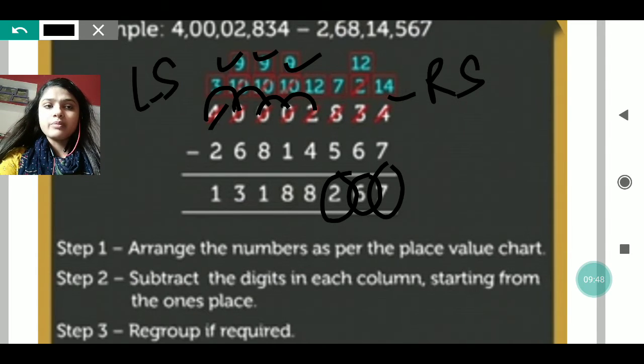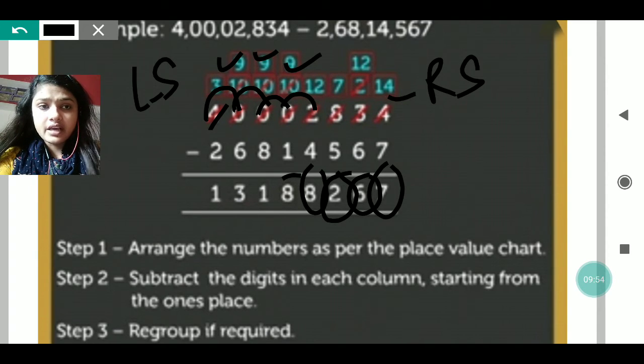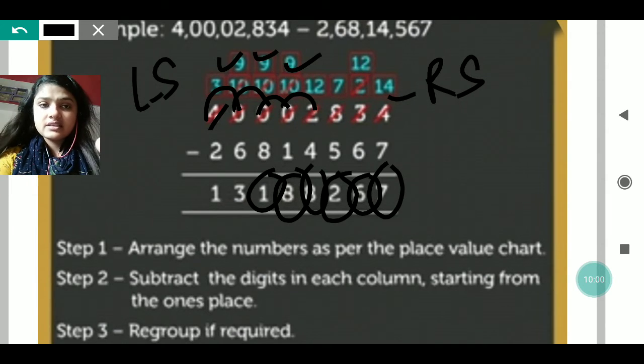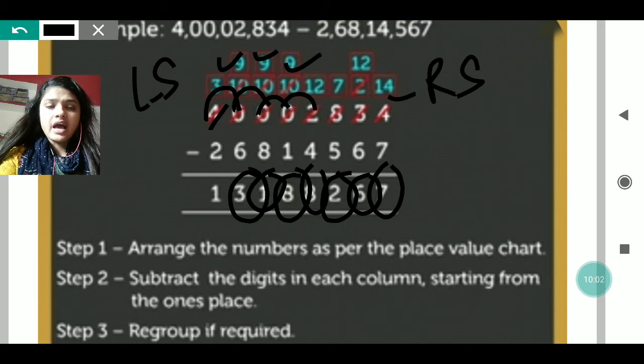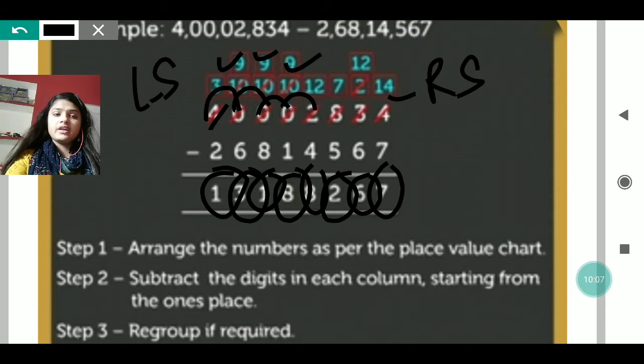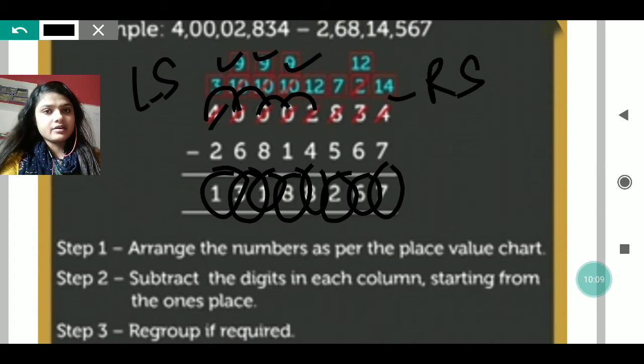So now 12 minus 4 we will get 8, which is written down. And 9 minus 1 will be 8 again. 9 minus 8 will be 1. 9 minus 6 is 3 and 3 minus 2 is 1. So this is what we will get after subtracting.